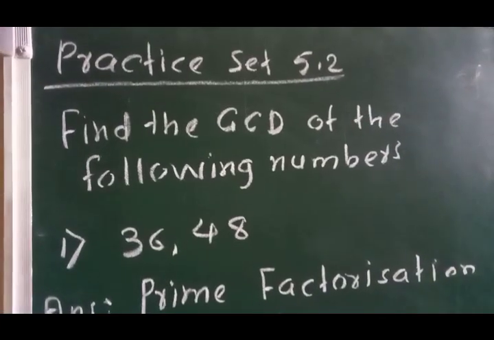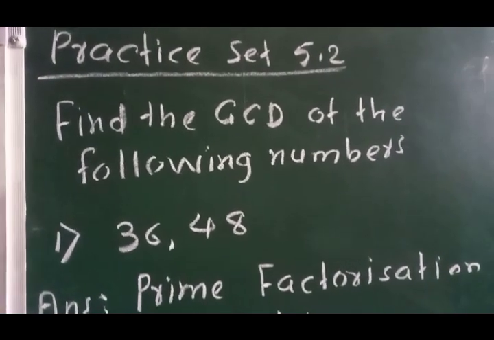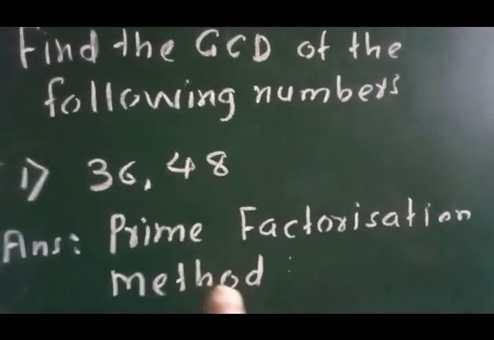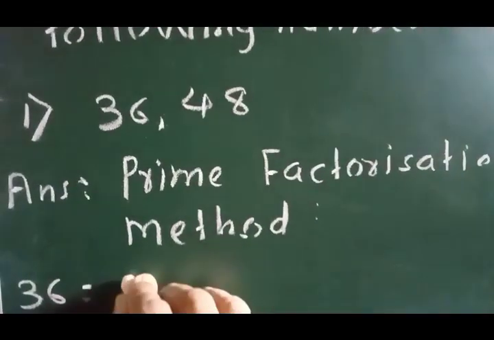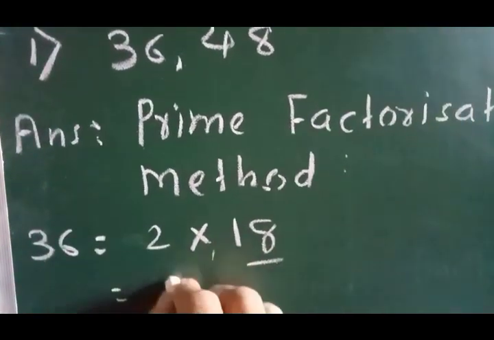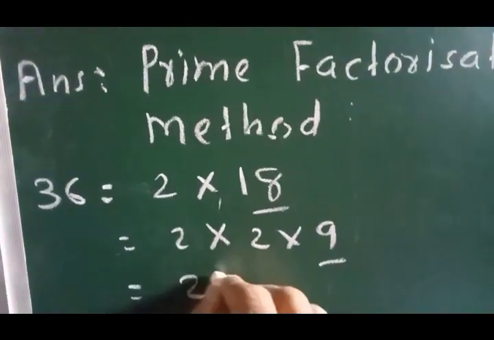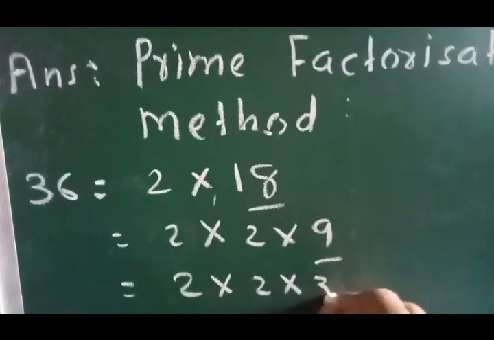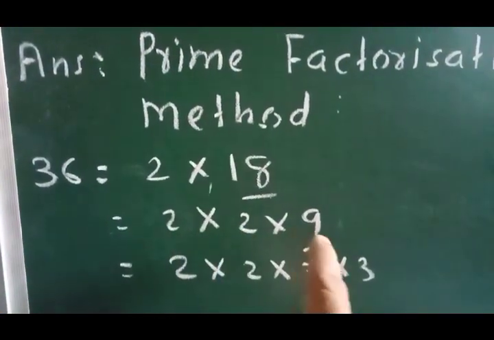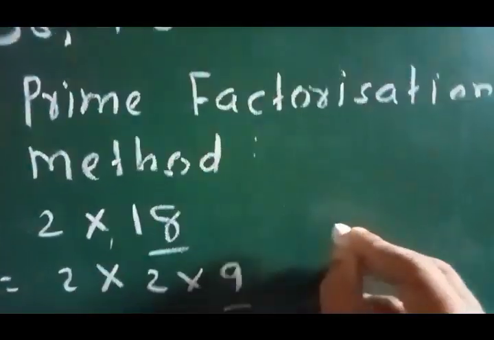Exercise 5.2. Find the GCD of the following numbers. Number 1, 36 and 48. Answer by the prime factorization method. First 36: 2 times 18 is 36, 18 is 2 times 9, 9 is 3 times 3. So 36 is 2 times 2 times 3 times 3. Then the second number, 48.